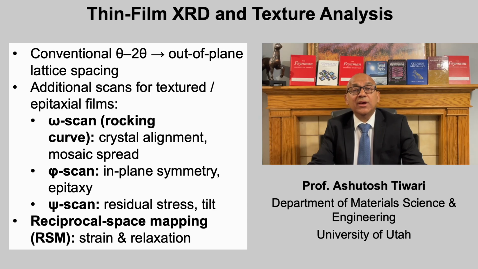misorientation. The phi scan is used to probe in-plane rotational symmetry. By rotating the sample around its surface normal, we can confirm epitaxial relationships. For example, detecting 4-fold symmetry in cubic films or 6-fold in hexagonal structures. The psi scan tilts the sample away from the diffraction plane to evaluate the residual stress or texture components not visible in standard geometry.